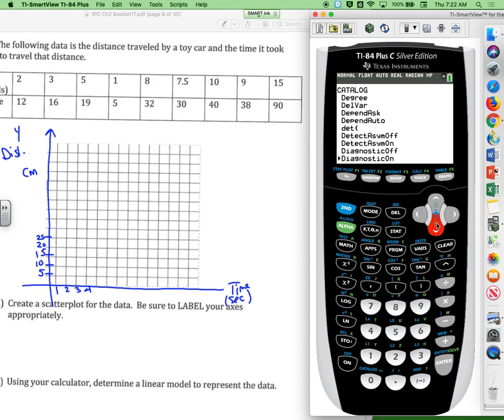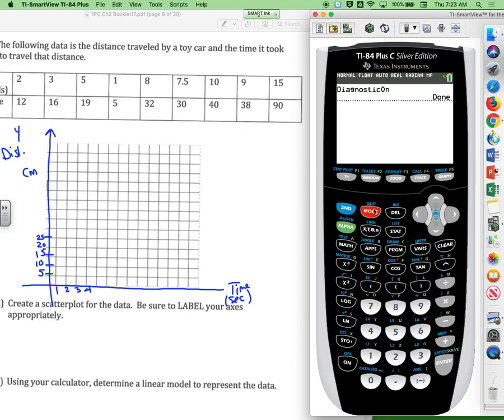till we get to diagnostic on. Hit enter. So you're going to hit enter twice once you get to there. All right, we're good. Enter, and then hit enter again. It'll tell you done. It doesn't do anything, but it will do something. You just turned it on in the calculator.